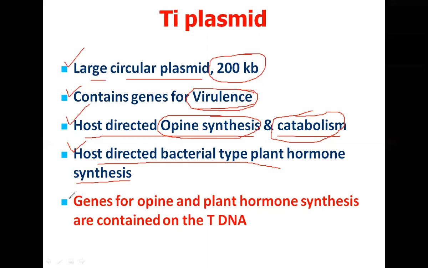The genes for opine and plant hormone synthesis are contained on the tDNA. So this tDNA is a part of the Ti plasmid. I'll be showing you a picture of the Ti plasmid, and then you can understand. This tDNA is a portion of the Ti plasmid, and it contains genes for opine synthesis and genes for plant hormone synthesis. These two types of genes are clustered, grouped, and located on that portion of DNA we are referring to as tDNA. All right.